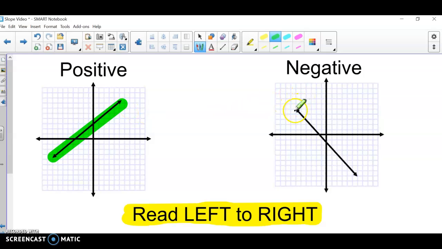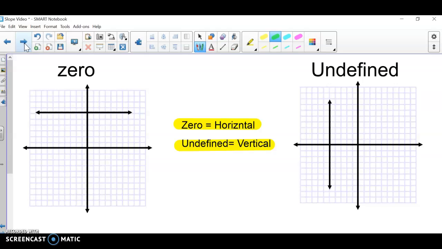When you look at a negative graph, you do the same thing. Start on the left side of the page and move to the right and ask yourself again, are you going up or down? In this case, you're going down, so the graph would be negative. The last two types of slope we're going to see are zero and undefined. Remember that a zero slope is a horizontal line.